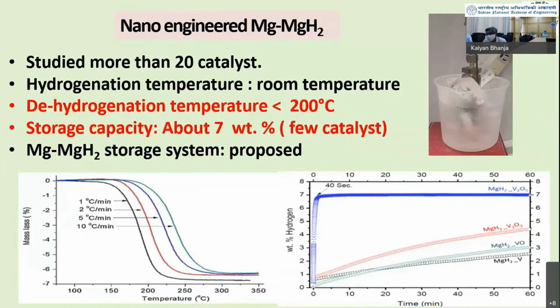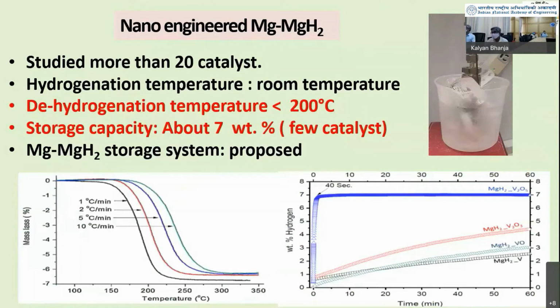In this case, the temperature can even go up to 200 degrees centigrade in the magnesium-based system. So people have calculated the activation energy, etc., from different experiments and found that by doping vanadium metal, we can get efficient absorption of hydrogen, around 7%, and the dehydrogenation temperature can also be brought down to less than 200 degrees centigrade.